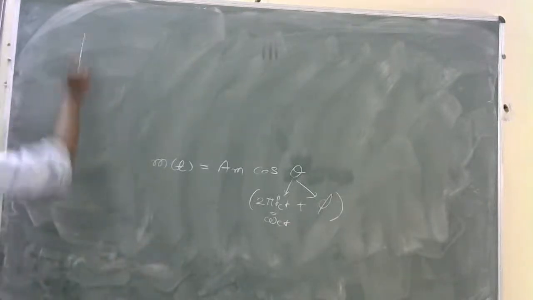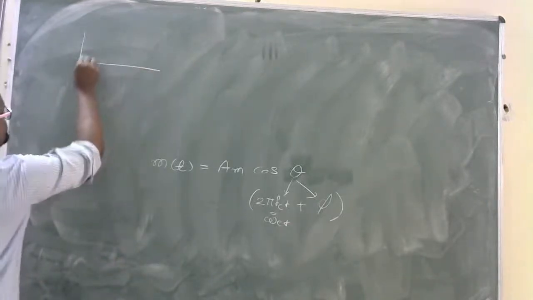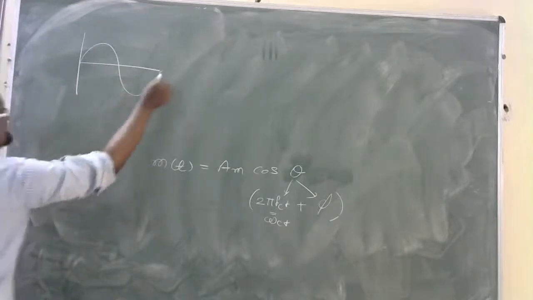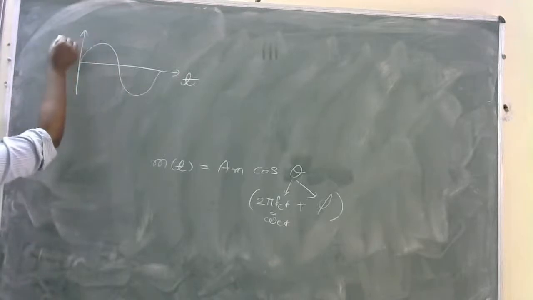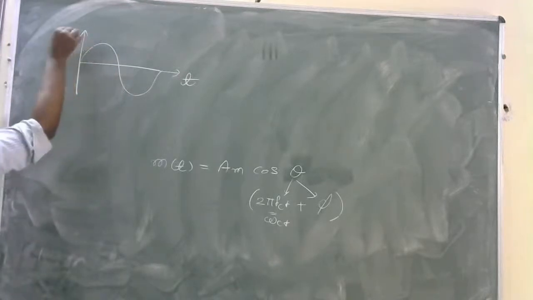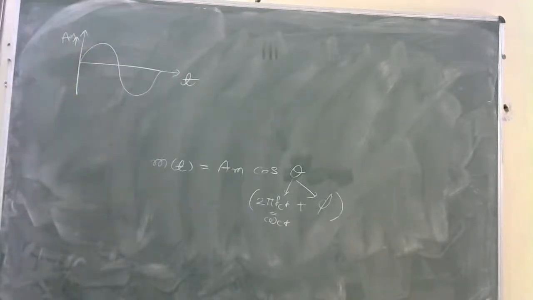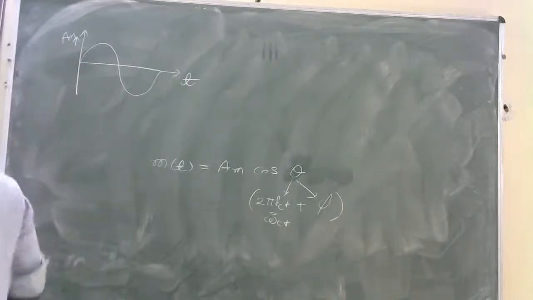This one is the message signal. I am representing a waveform. Here the x-axis represents time and the y-axis represents amplitude. I am representing amplitude as A.